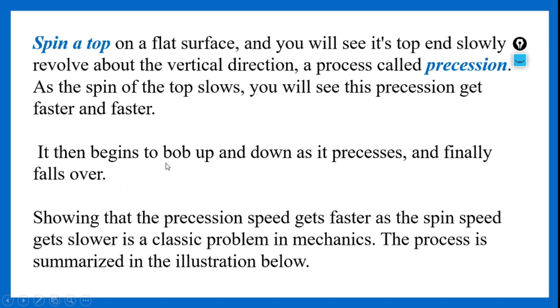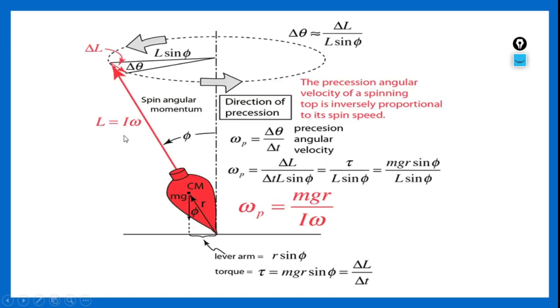Then what happens after some time is that its spin slowly starts decreasing. So it begins to bob up and down as it precesses and finally it will fall over to the ground. Showing that the precession speed gets faster as the spin speed gets slower is a classic problem in mechanics. So the process can be summarized in the illustration below. If you observe here, this is the mechanism of precession. The direction of spin is this, the top is rotating, so this is called rotation.